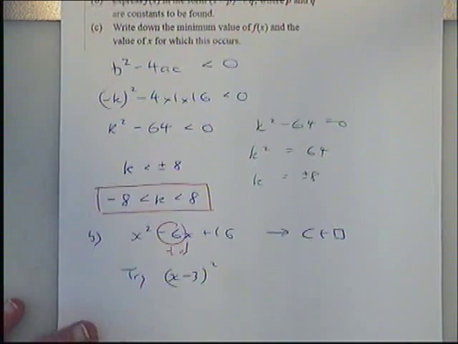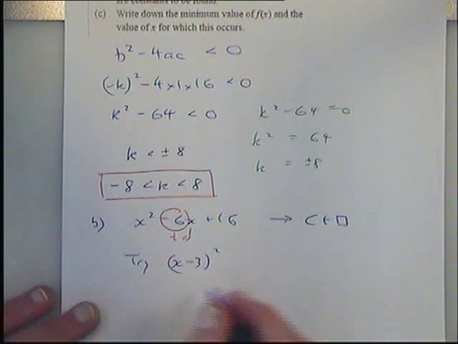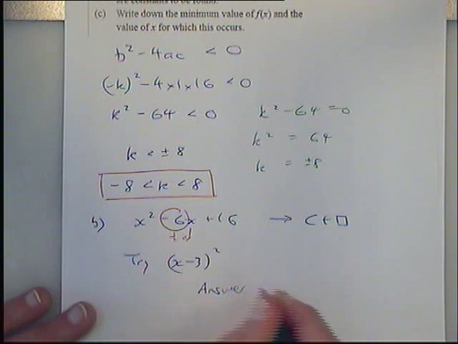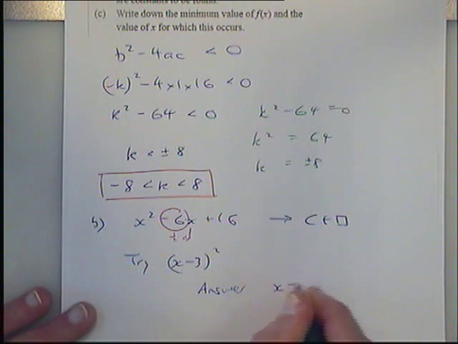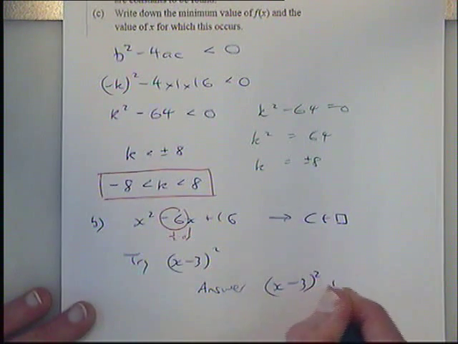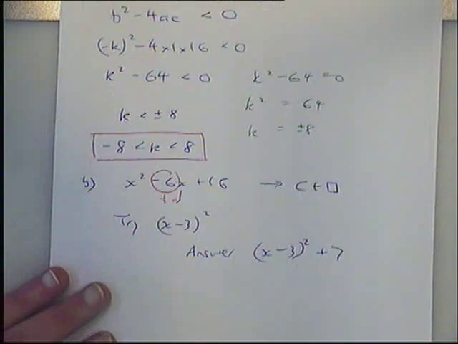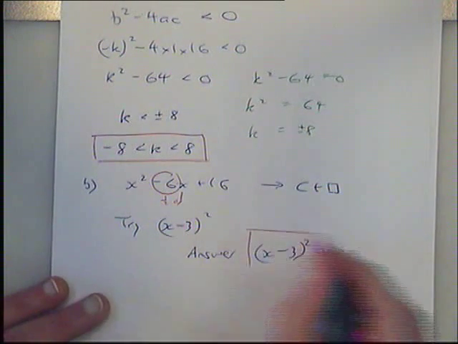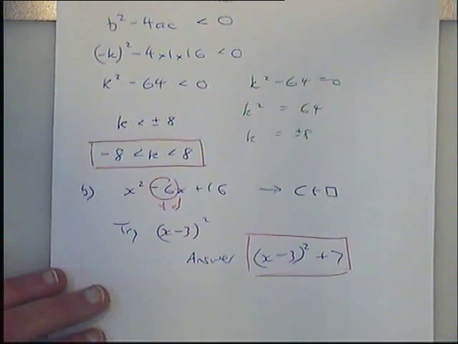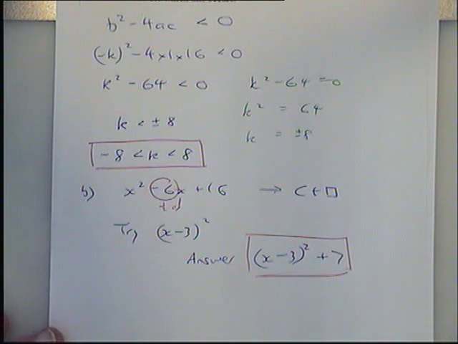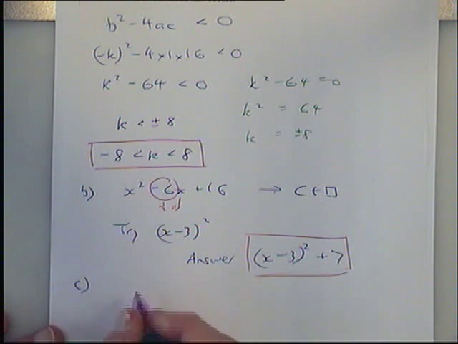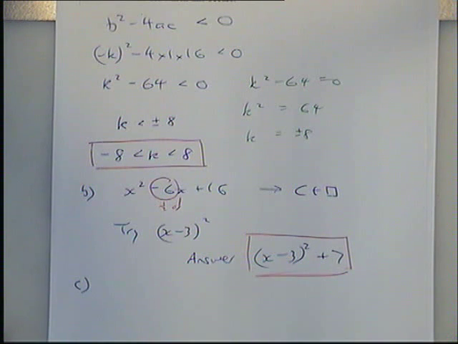I'm not going to do the rest of that. We've done quite a few of those. I am going to tell you that the answer to part B is x minus 3 all squared plus 7. I'm skipping how I got that for now. I'm saying that's the answer to part B, just so we can very quickly look at part C. Part C said, what is the minimum value and when does it happen?